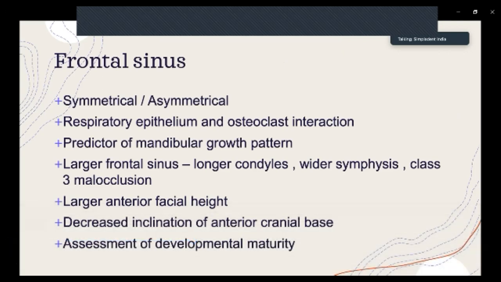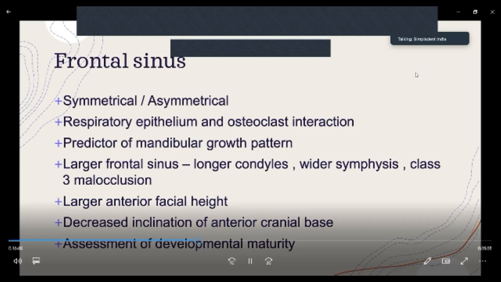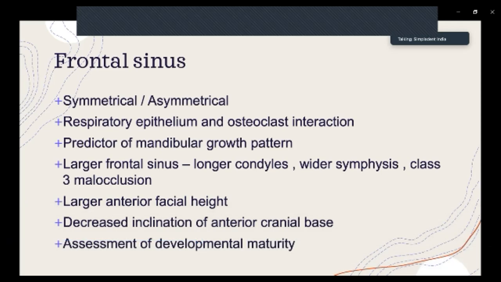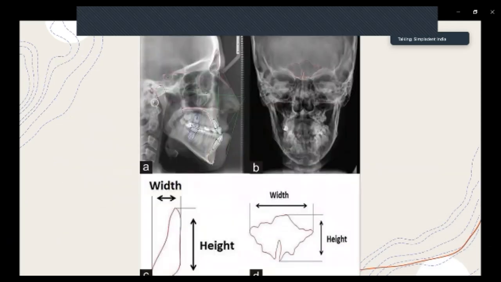It means if your patient has a large frontal sinus, then placement of the glabella implant will be very difficult. Because if you want to place a glabella implant, there will always be interference in the path of insertion from the mandible, which is more protruded outside. Also, if a patient has a large frontal sinus, there is a larger anterior facial height and a decrease in the anterior cranial base. Again, that creates a problem when you are placing an implant like the glabella implant in the path of insertion. And of course, in studying the frontal sinus, we also have assessment of developmental maturity. So you look at the frontal sinus, the floor of the frontal sinus.